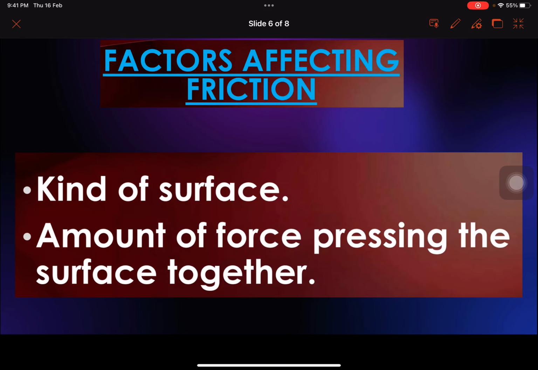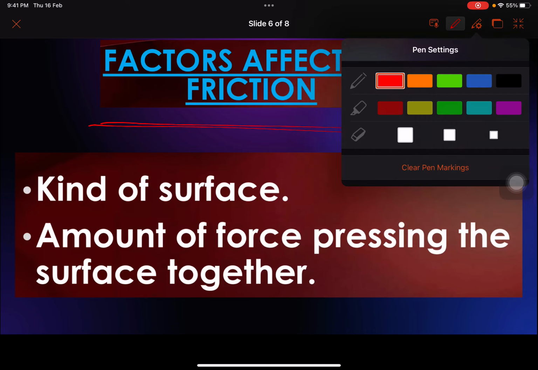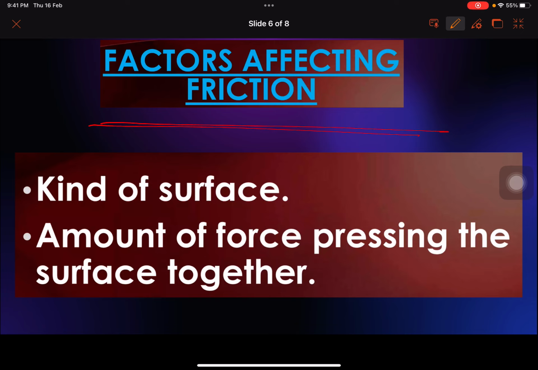Now, what are the factors that affect friction? The factors affecting friction are the kind of surface, how rough the surface is. The more rough, the more the friction. The more smooth, the less the friction. So if it is rough, the friction is more. If it is smooth, the friction is less.